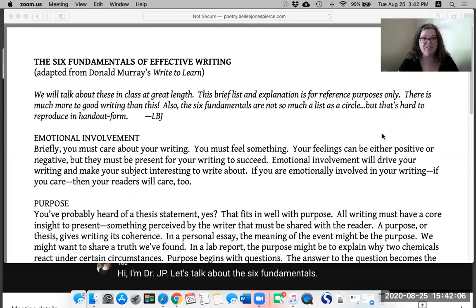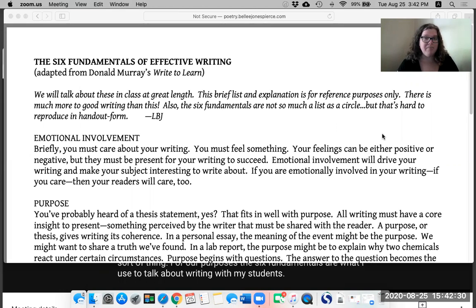The 6 fundamentals of effective writing are adapted from Donald Murray's Right to Learn, as the PDF you can see on your screen says. Donald Murray is a rhetoric and composition scholar, and his book Right to Learn is really wonderful if you're interested in that sort of thing. For our purposes, the 6 fundamentals are what I use to talk about writing with my students.